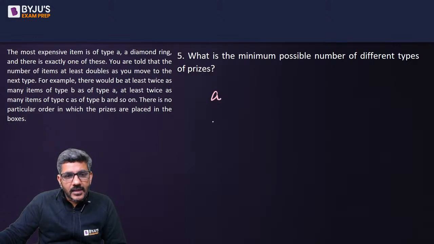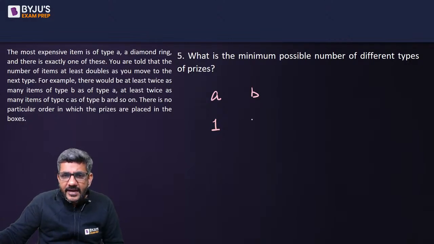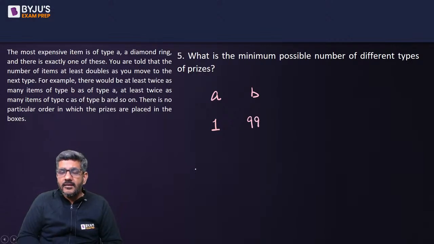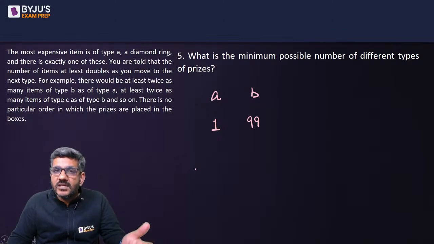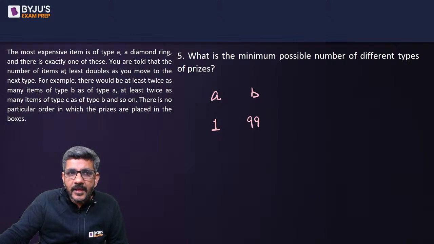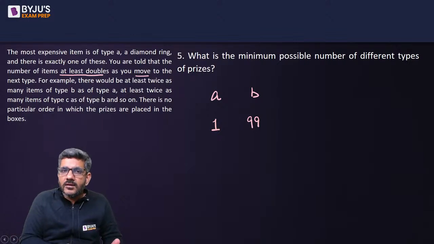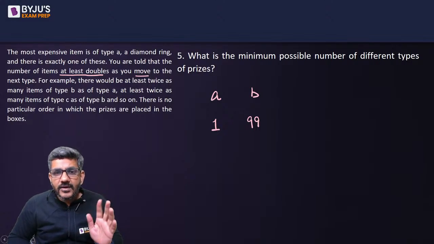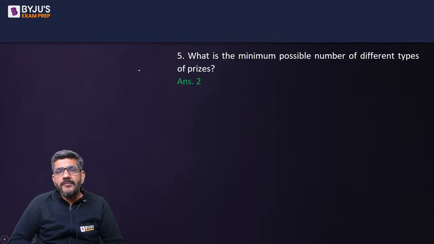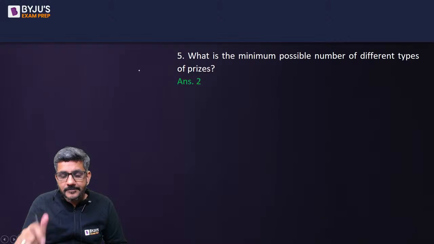टाइप ए हैज 1. If I want to minimize the number of types and there are total 100 prizes, can I take B as 99? Right? Of course, minimum तो 2 हो सकता है. But is it possible? What about that at least double? Oh yes, it satisfies. It just said the number of items at least double as you move, and 99 is at least double. So why can't I have only 2 types? One of type A and 99 of type B. My answer is 2. Simple. The number of different types of prizes can be 2 only. This is the minimum possible.